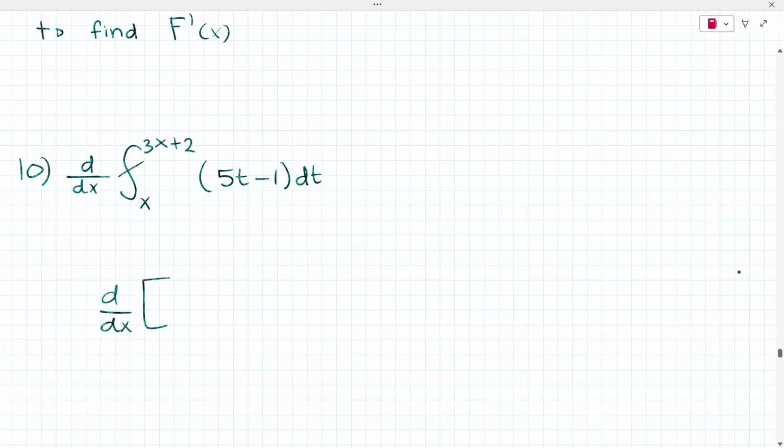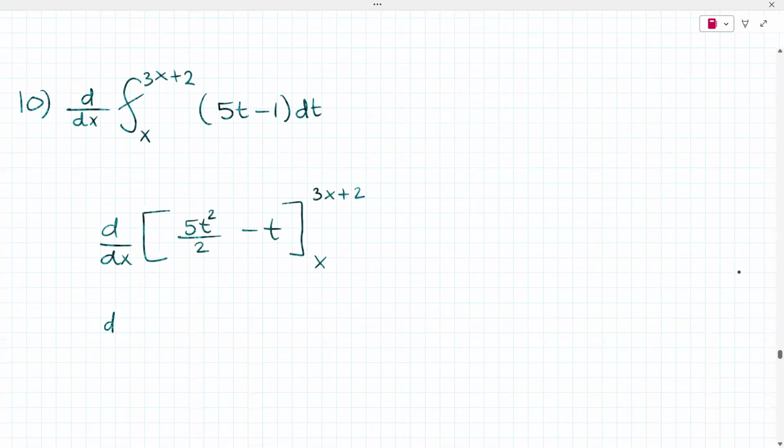So now you're left with d over dx of the integration. So what's the integration of 5t? It is 5t squared over 2. And then what's the integration of negative 1? It's just negative t. And we are going from x to 3x plus 2. And then do not take the derivative yet. Instead, just apply the fundamental theorem. So I'm showing you two ways, fundamental theorem part 1 and fundamental theorem part 2, because you'll see that part 2 is actually easier. I'm going to show you both ways.